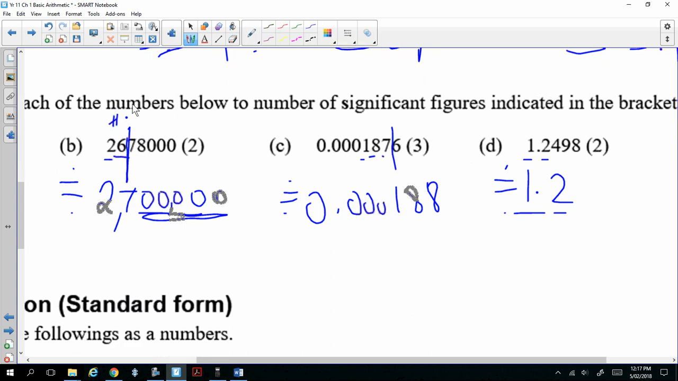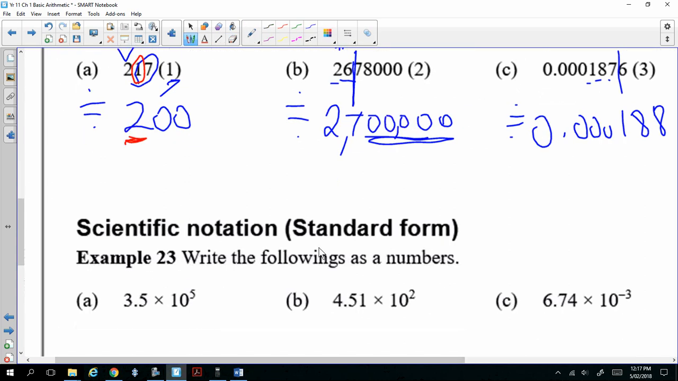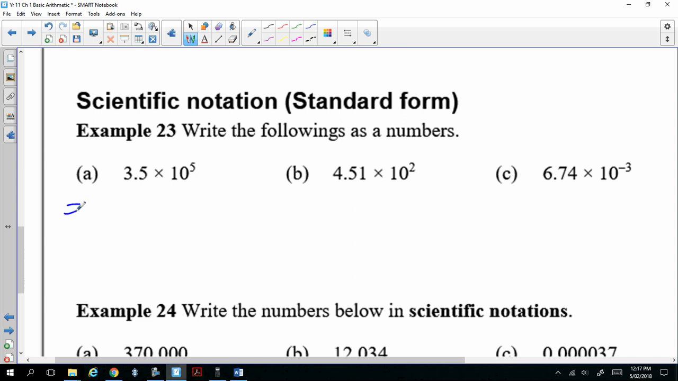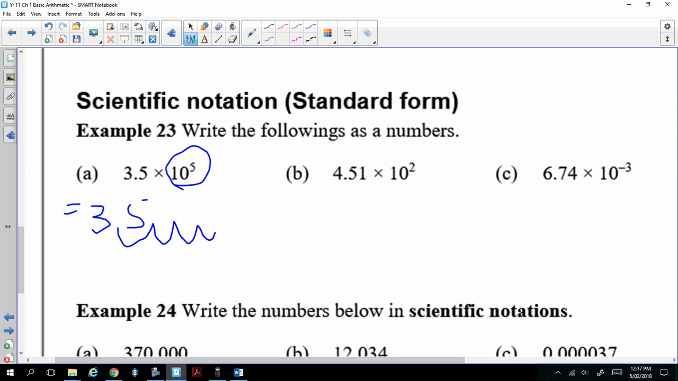Scientific notation. So write this as a number. So 10 to the power 5. Just move the decimal point 5 places to the right. 1, 2, 3, 4, 5. So 4 zeros.